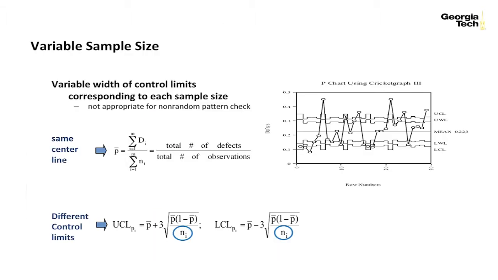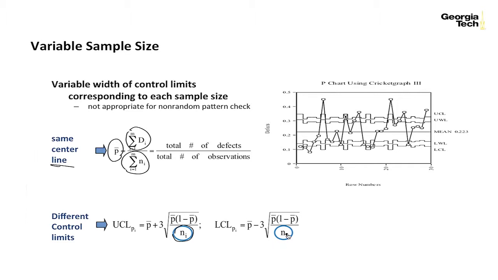So when the sample size is variable, how can we implement a p-chart? What we do is use variable control limits. The control limits, as you can see here, depend on n. The center line doesn't. The center line is the same, p bar, which is the total number of defectives divided by the total number of observations. It's the center line.